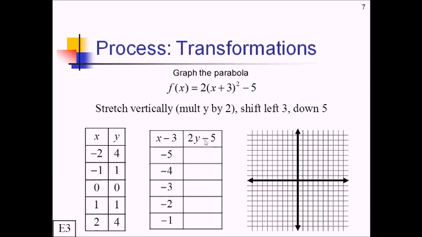Now let's do the 2y minus 5 column. So 2 times 4 is 8, minus 5 is 3. 2 times 1 is 2, minus 5 is -3. 0 becomes -5. 1 becomes -3. And 4 becomes positive 3. That's a lot to keep track of. I'm really glad we're doing this in a table. We'd be flipping all over the place if we tried to do this visually. So we've got -5, 3; -4, -3; -3, -5; -2, -3; -1, 3. Done.